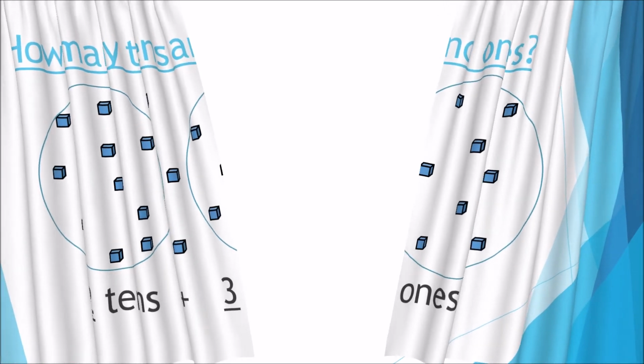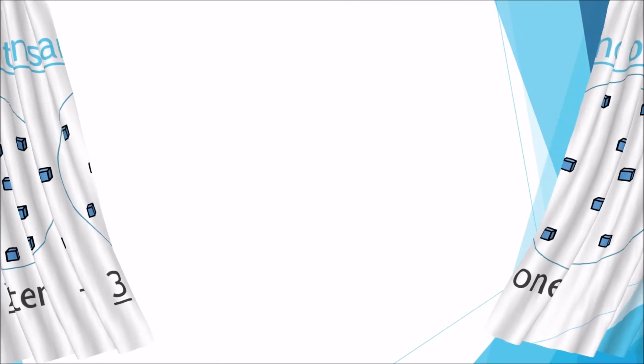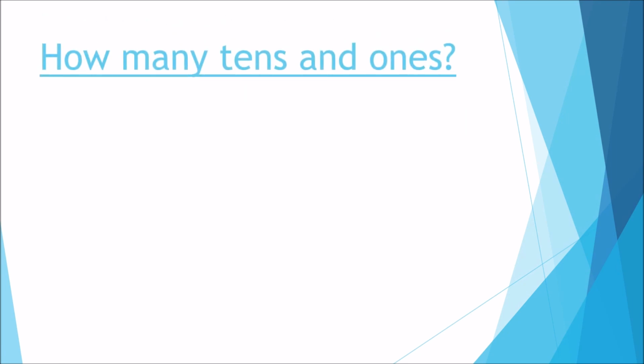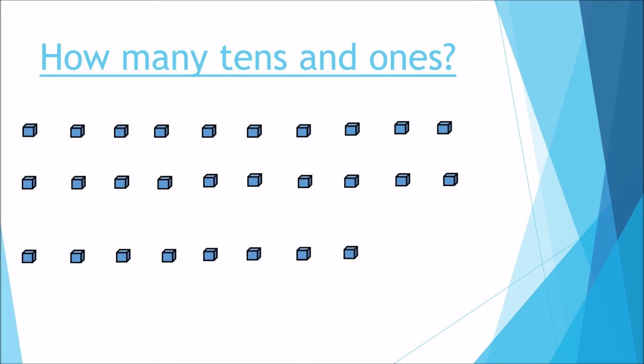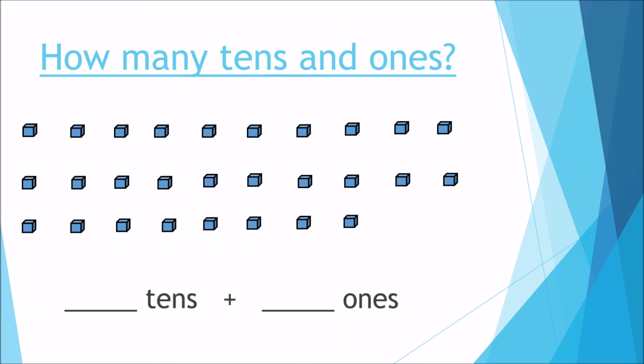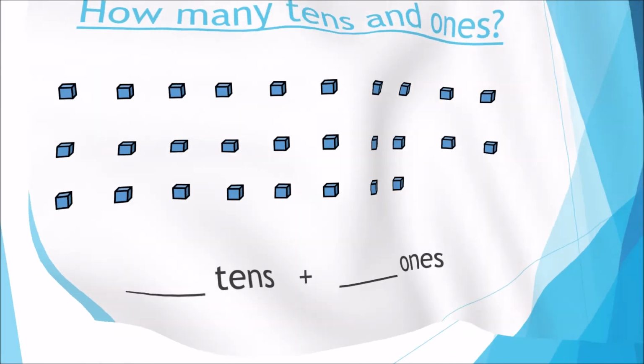2 groups of 10s and 3 ones is 23. Remember, you have to take out the groups of 10s first. Then see how many ones are left. How many 10s and ones? That's a group of 10, another group of 10, and that's 1, 2, 3, 4, 5, 6, 7, 8. 2 10s and 8 ones? 28. Very good. That number is 28.